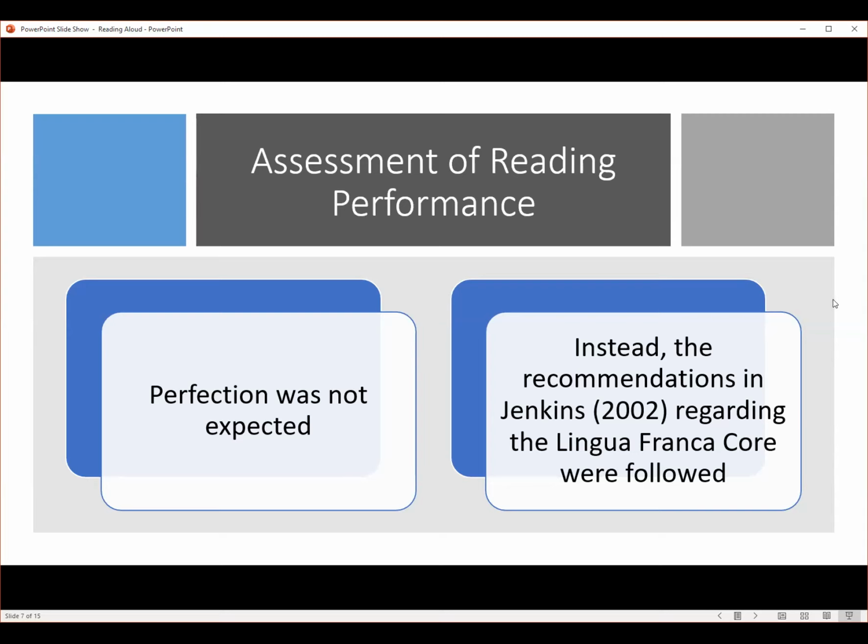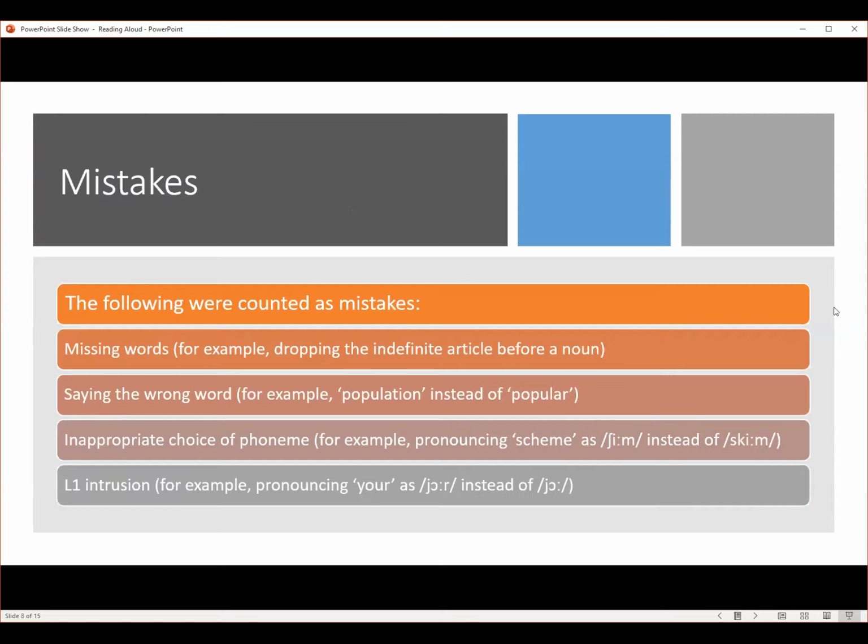So I made a list of what I would count as mistakes. So if the student, for example, missed a word, if it said duck and they just said duck, I would count that as a reading performance mistake. If they said the wrong word, and this happened quite a lot, if they said, for example, population instead of popular, that would be considered a mistake.